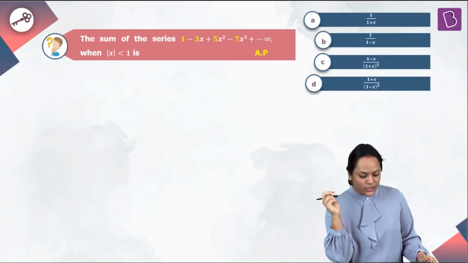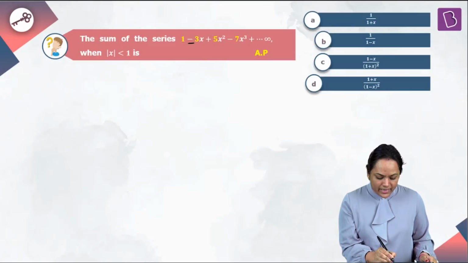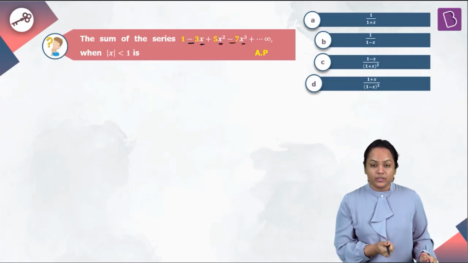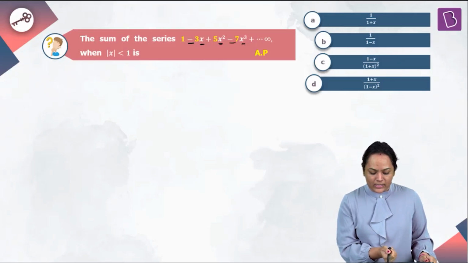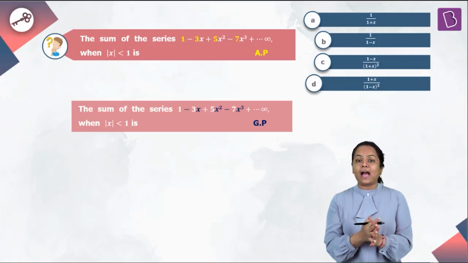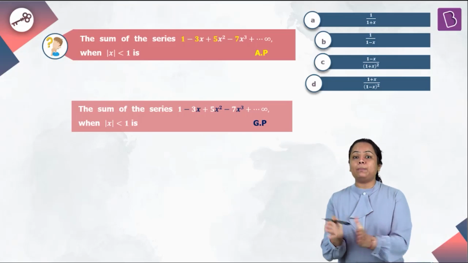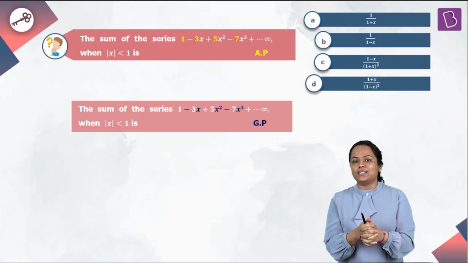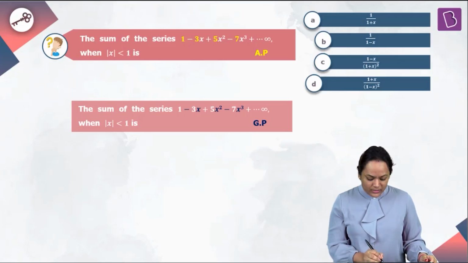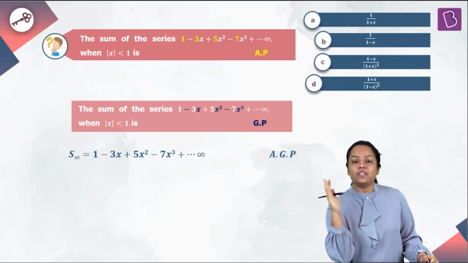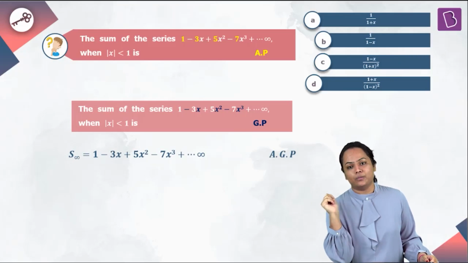Similarly, in this question, if I see the terms like minus x, then x square, then minus x cube, these terms are coming in which sequence? Well, this is a GP. That's right. So I have an AP and a GP multiplied together. And what is AP and GP multiplied together? AGP. So this sequence is basically an AGP. Now, we have to find the sum of this AGP till infinite terms.